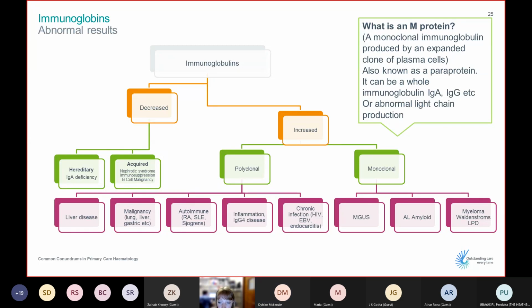Now, if you've got a raised immunoglobulin, but it's polyclonal, it's unlikely to be related to a hematological condition, but most likely reactive. And this can be seen in liver disease, solid malignancies, autoimmune and inflammatory conditions, and chronic infections.